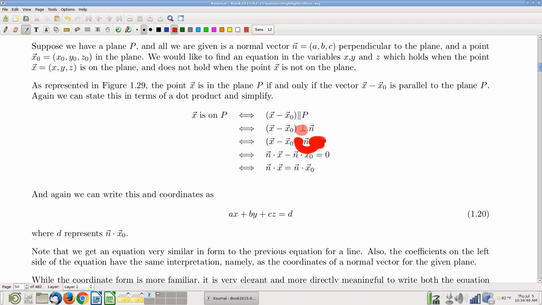Orthogonal means dot product is equal to 0. Distribute. Move this term over to the other side. And there's your equation of your plane.